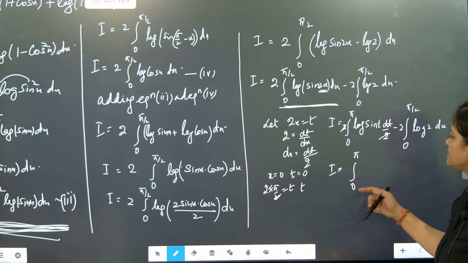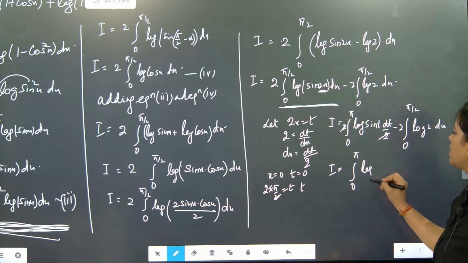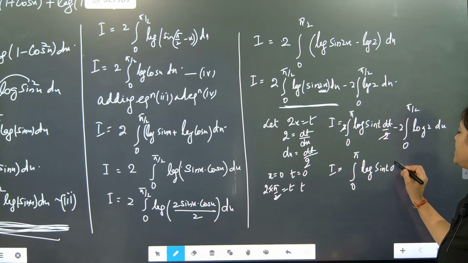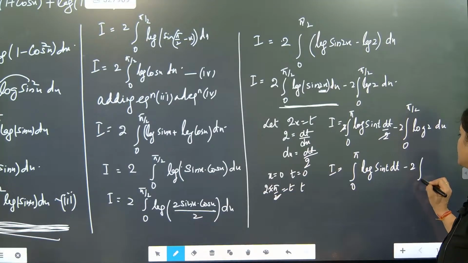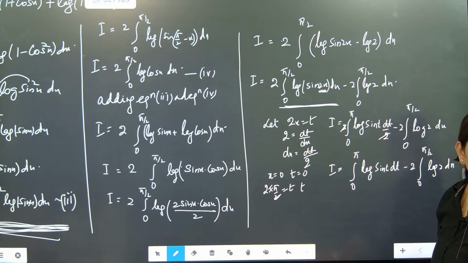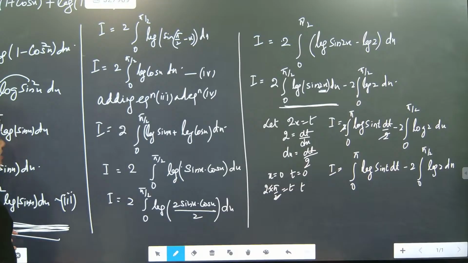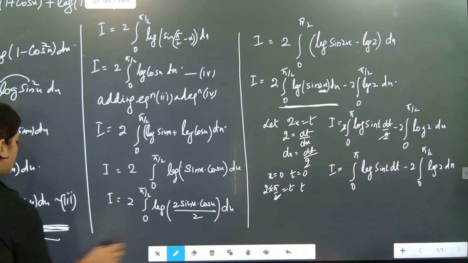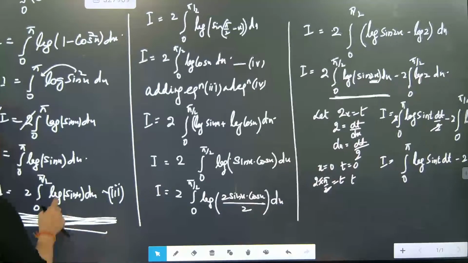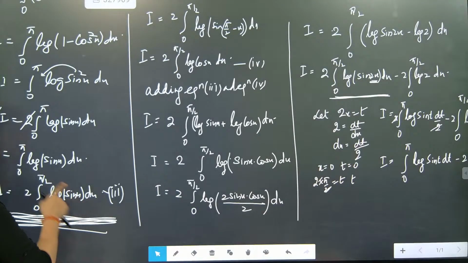It is coming as integral 0 to pi log sin t dt minus 2 times integral 0 to pi by 2 log 2 dx. And this was your question itself now. Check what was your question. Your question started with that only. You got this section. This is exactly part of the question. 0 to pi by 2, 0 to pi content we got.